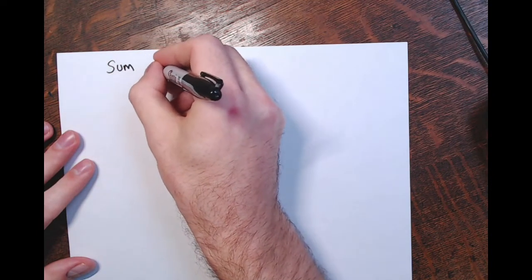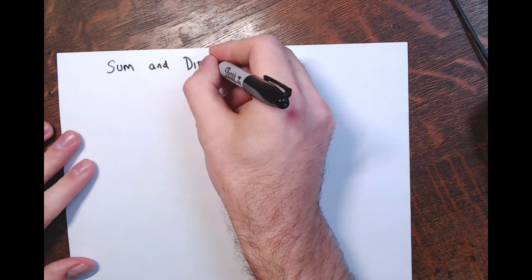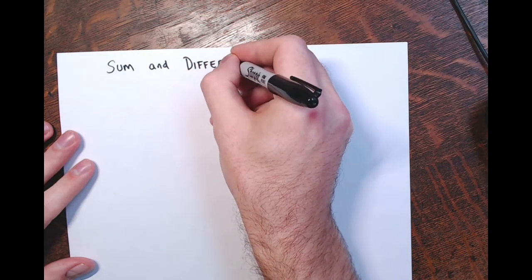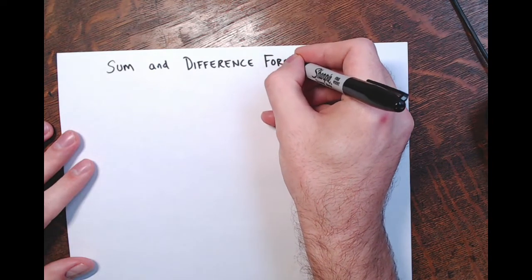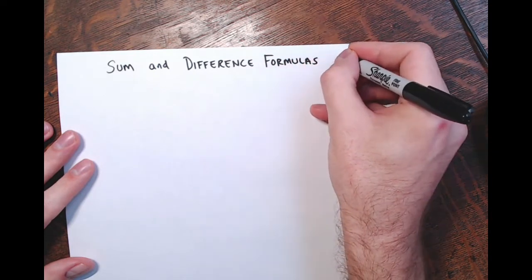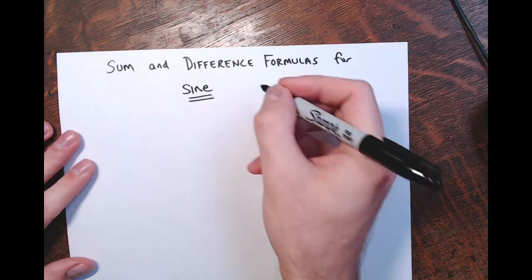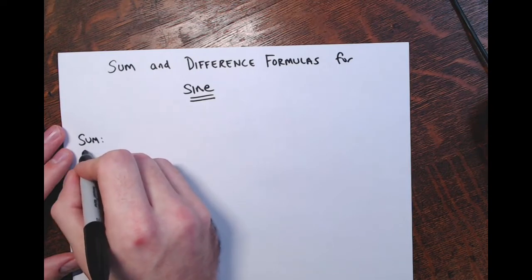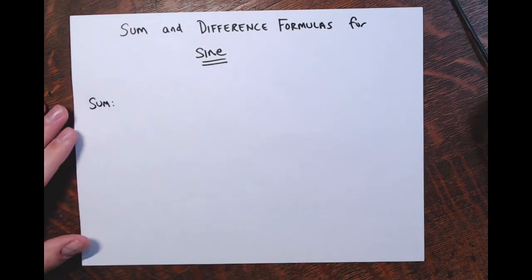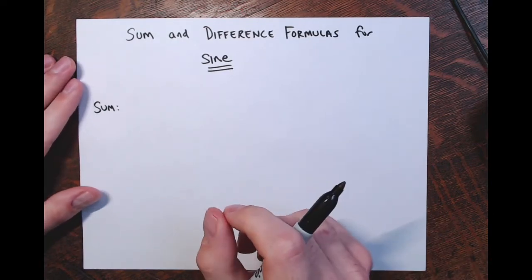So the sum and difference formulas for sine. I'll start with the sum formula, and you'll see that the sum and the difference formula are basically the same, with just the signs change, plus or minus.